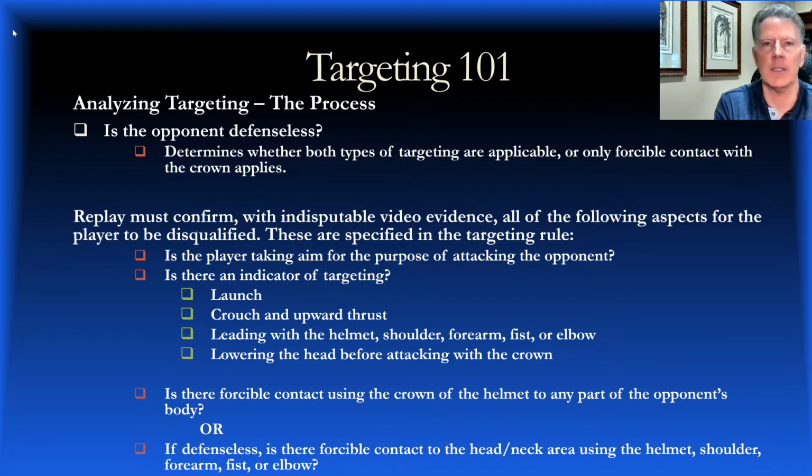Or if the player is defenseless, is there forcible contact to the head and neck area using the helmet, shoulder, forearm, elbow, or fist? Those are the last two questions. Now, if we go through this process and we determine yes to every one of these questions, every aspect, then replay has confirmed the targeting and the player is disqualified. If any of them do not apply, the targeting foul is reversed if called on the field, or replay doesn't create the foul after review.